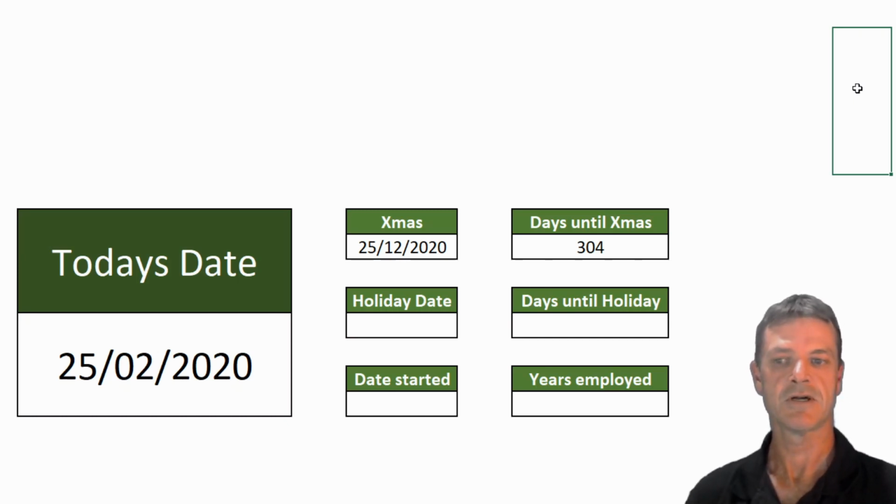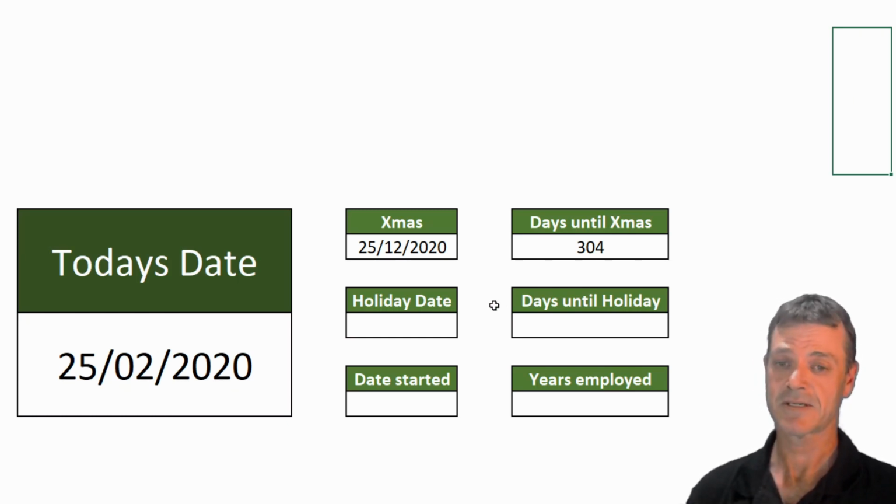We open this spreadsheet tomorrow, today's date will change to the 26th of Feb. The days until Christmas will reduce by 1, so it'll be 303. So it's dynamic. Every time you open the spreadsheet, it'll count down. Hopefully that doesn't scare you too much. There's only 304 days. The year's slipping by very quick.